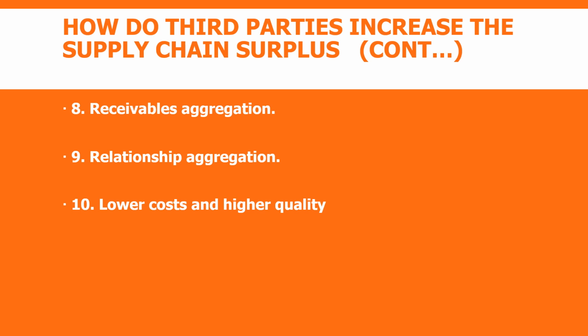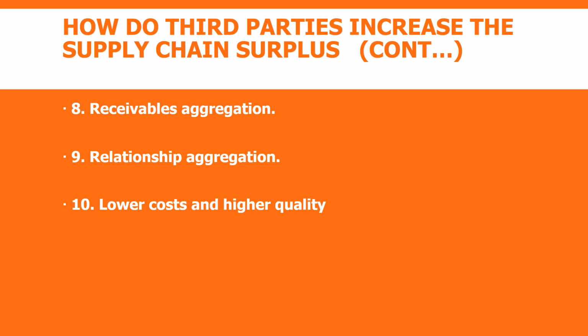Next, warehousing aggregation. A third party may increase the supply chain surplus by aggregating warehousing needs over several customers. The growth in surplus is achieved in terms of lower real estate cost as well as lower processing cost within the warehouse. Then procurement aggregation. A third party increases the supply chain surplus if it aggregates procurement for many small players and facilitates economies of scale in production and inbound transportation. It's the most effective across many small buyers.